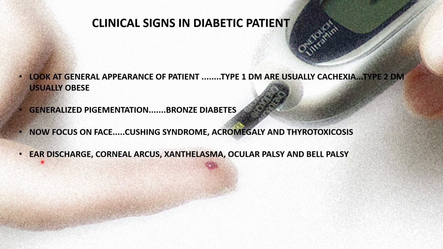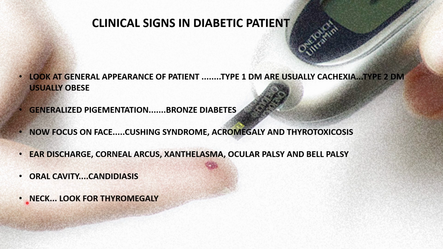Then we will look if there is any ear discharge. In diabetes, infections are common, so ear discharge is also common. Corneal arcus can be present in the eyes, and xanthelasma around the eyes. Ocular palsy and Bell's palsy can occur in diabetic patients, so during inspection look for those. Oral cavity candidiasis may be present, and in the neck look for thyromegaly, as thyrotoxicosis can cause diabetes.